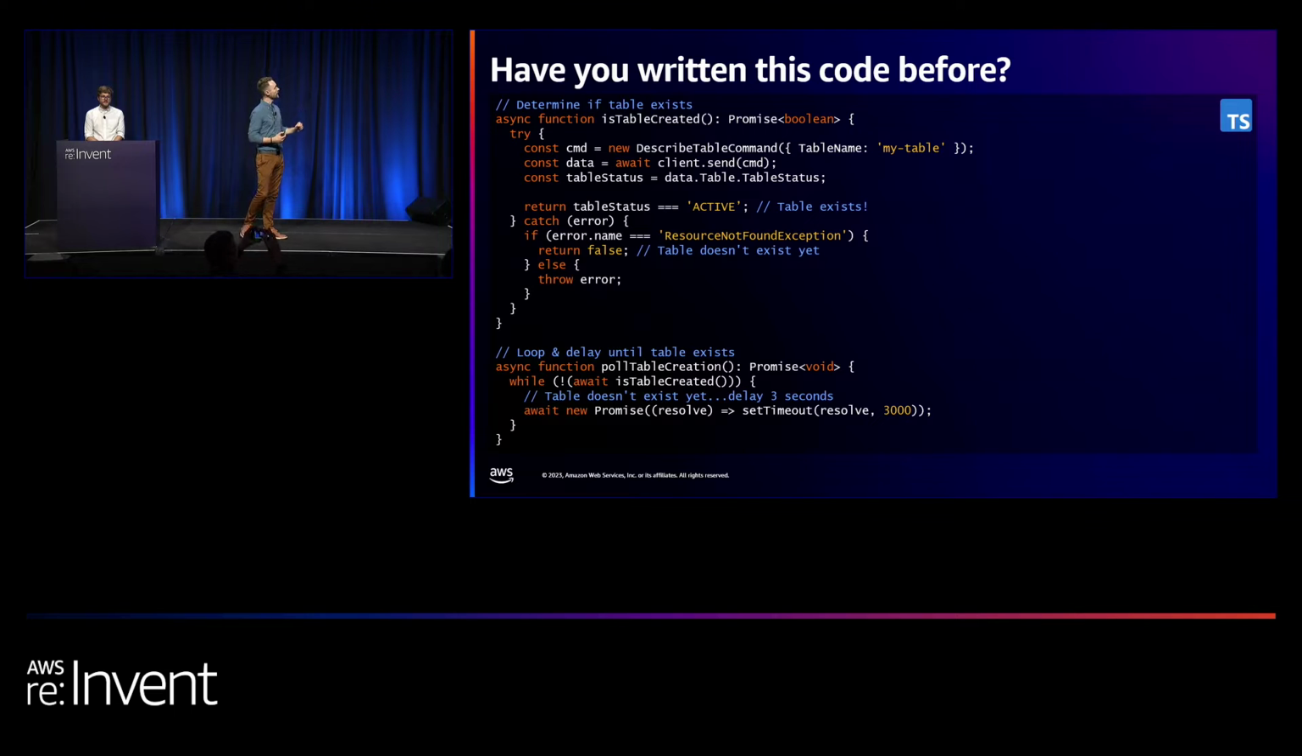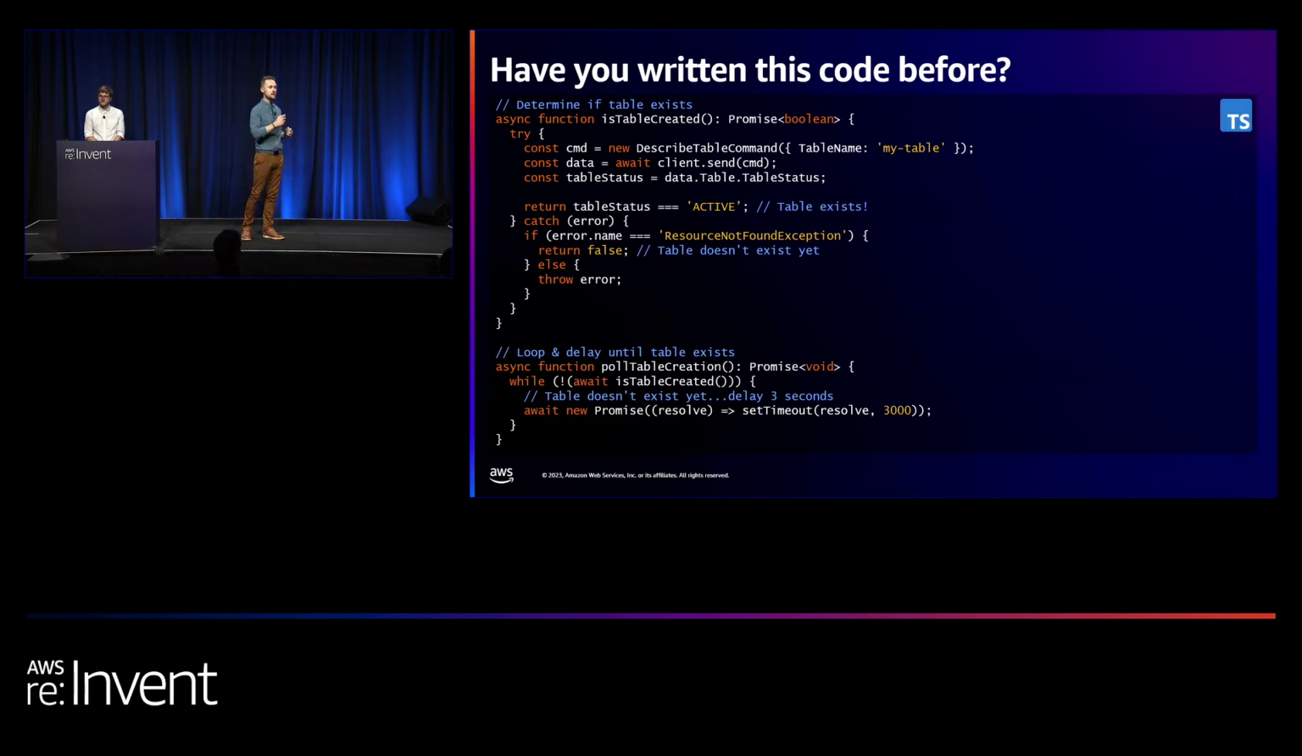If, on the other hand, we catch an error, and that error's name is something like resource not found exception, then that means that the table doesn't yet exist, and we should return false from this method. Finally, if we catch any other kind of error, it means that something has happened that we don't quite fully expect, and the table creation is unlikely to succeed. So we should probably just throw the error anyway and deal with it at some other point in our business logic. Below this function is another function called poll table creation.